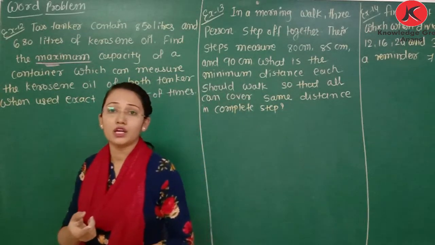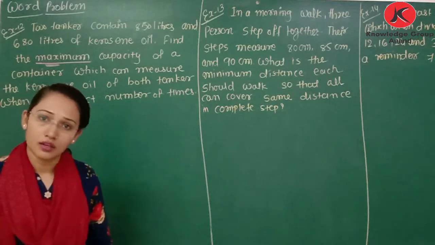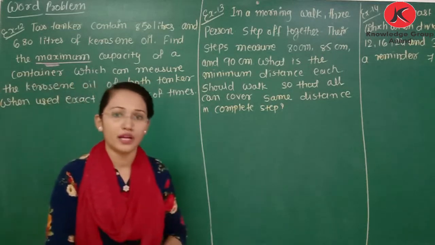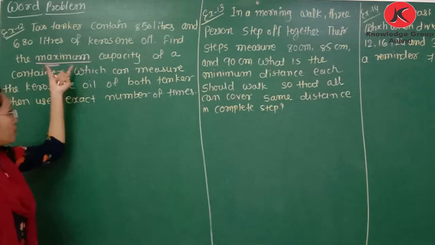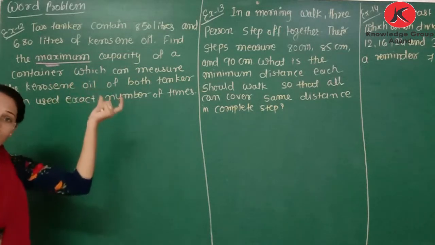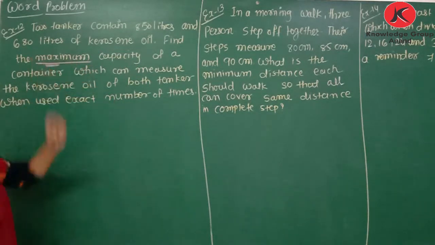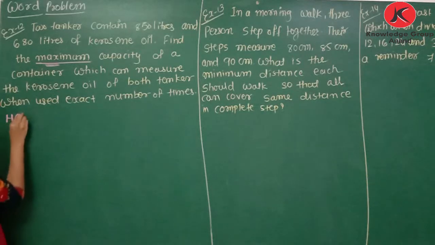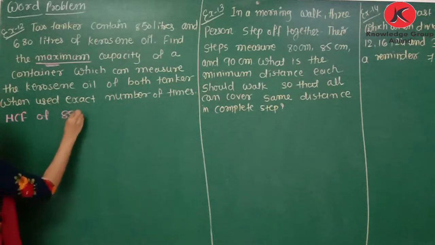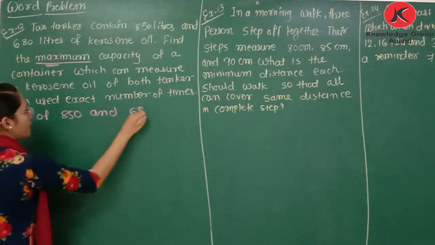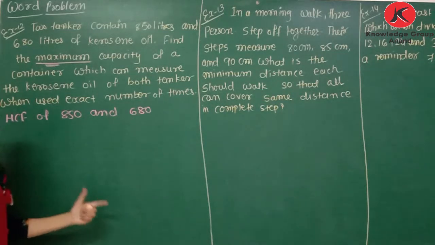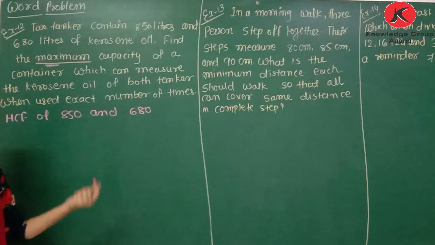exactly. ઓકે, એવો નંબર ફાઇન્ડ કરવાનો છે જે બંનેને એક્ઝેક્ટલી ડિવાઇડ કરે. That is HCF. HCF માં શું કરીએ કે એવો નંબર ફાઇન્ડ કરીએ કે જે બંને નંબરને ડિવાઇડ કરે. Here we need to find the maximum capacity of the container. Container ની એવી કેપેસિટી ફાઇન્ડ કરવાની છે કે જે બંનેને એક્ઝેક્ટ નંબર ઓફ ટાઈમ મેઝર કરે. It means you need to find the highest common factor. Okay, now the HCF of 850 and 680. If we find the HCF of 850 and 680, we will get the number that divides both exactly, and that is the capacity of the container.